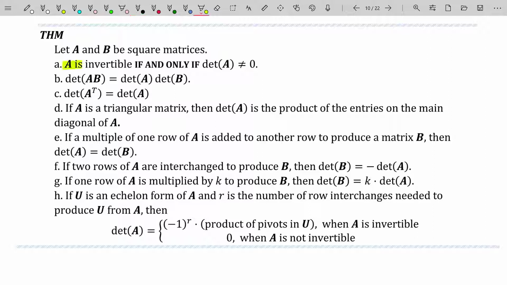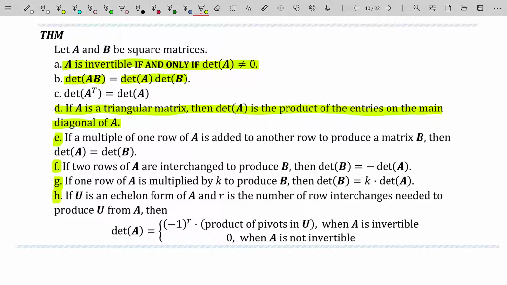For example, A is invertible if and only if the determinant is non-zero. The determinant of a product is the product of determinants. If you have a triangular matrix, then the determinant is the product of the entries on the main diagonal of that matrix. E, F, and G have something to do with row operations on a matrix and the determinant of the resulting matrix as opposed to the determinant of the original matrix. That can be very, very useful, and we'll see that in an example in this video actually.